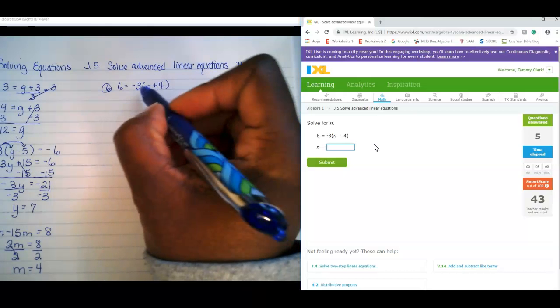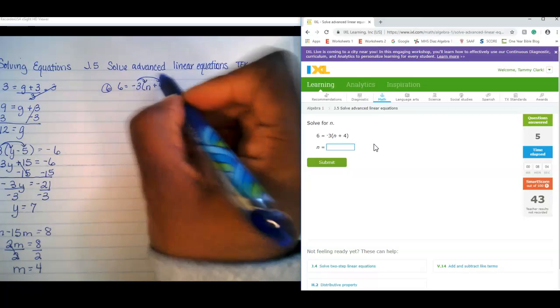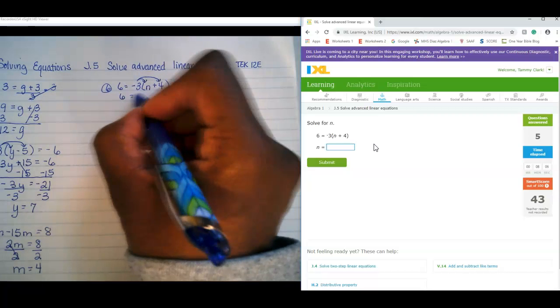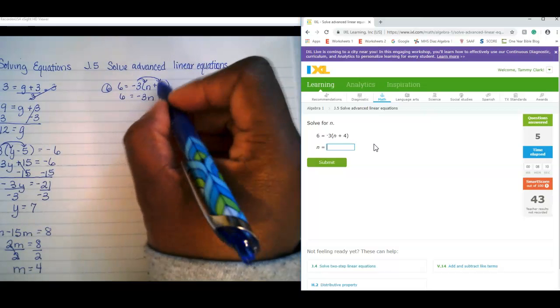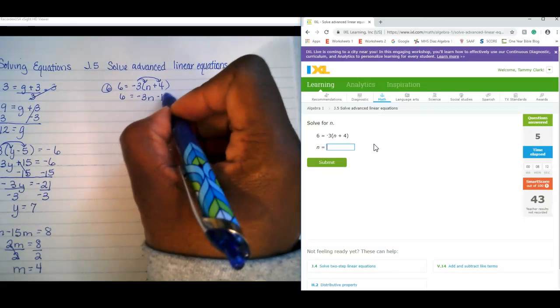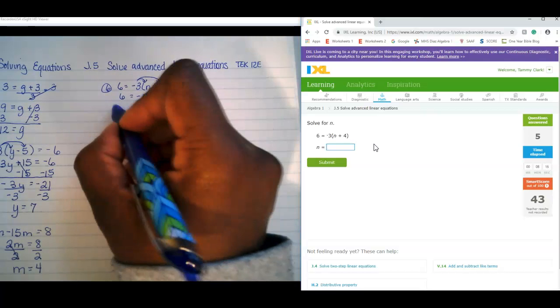So I could go ahead and distribute. So I've got 6 is equal to negative 3n. Negative 3 times 4 is negative 12. Then I would add 12 to both sides of the equation.